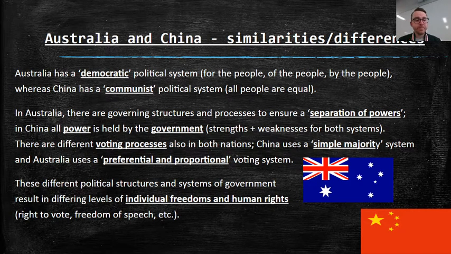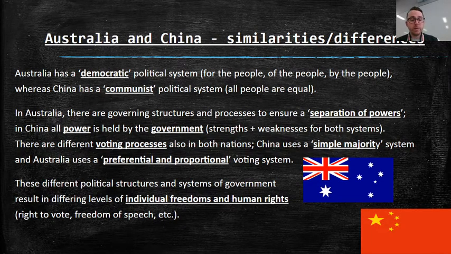In Australia, there are governing structures and processes to ensure a separation of powers. What that means is that there's not one person or one group of people with all the power. We have local governments like the Monash government who have different powers over different things. We have the state governments, the national government. Even the national government doesn't get to enforce the laws. They can create laws, but the courts, the justice system, are responsible for crime and punishment. So we have a separation of powers.